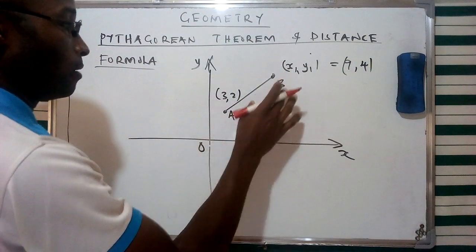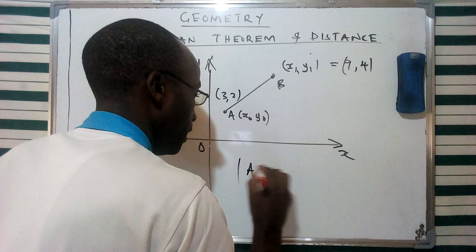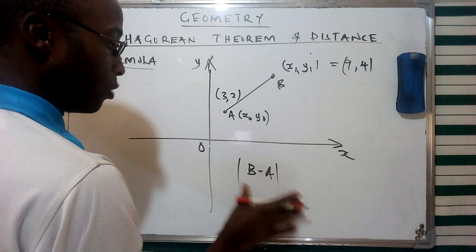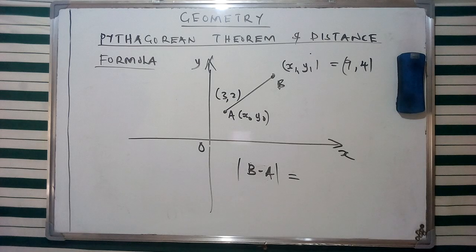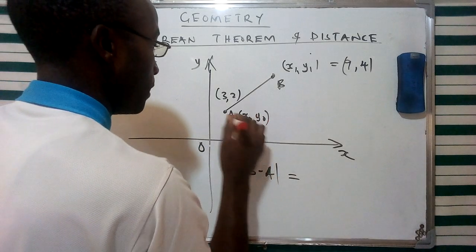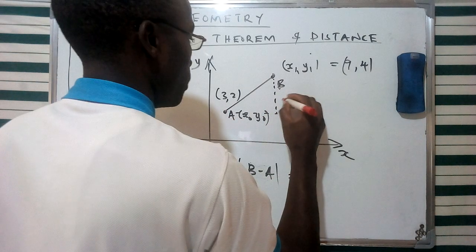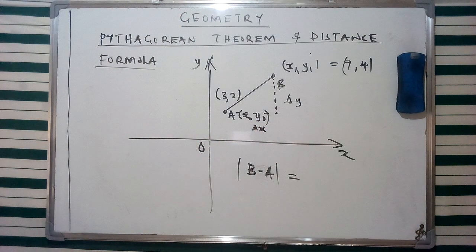Therefore, we can find the distance between A and B by finding the magnitude of B minus A. This implies that we are going to find the distance between the two by finding the difference between those respective points, whereby we have this in terms of a right triangle. So this is the change in y and the change in x. Those give us the differences between those specific lines.